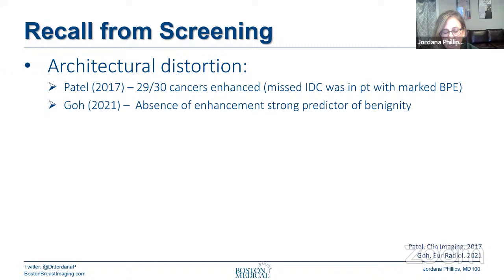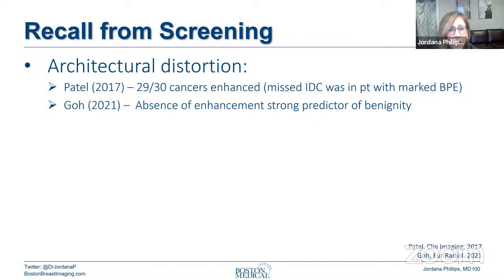So there was one cancer in their study that was not clearly associated with enhancement, but that person had marked background parenchymal enhancement. So it's difficult to know if it really wasn't associated with enhancement or just wasn't perceived to be associated with enhancement. In 2021, there was another study done on architectural distortion and said that if there was no enhancement, you do not have to worry about this thing. So between these two, the real take home is if there is no enhancement in a patient who has no background parenchymal enhancement or very little background parenchymal enhancement, the likelihood that that is cancer is very, very low.